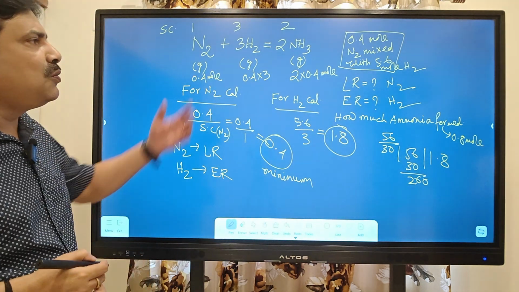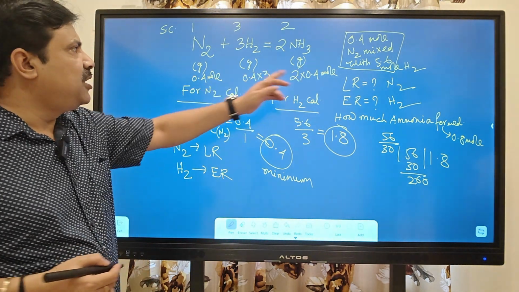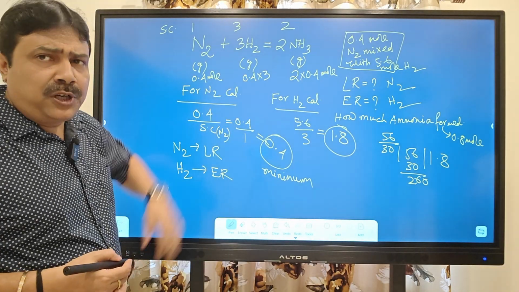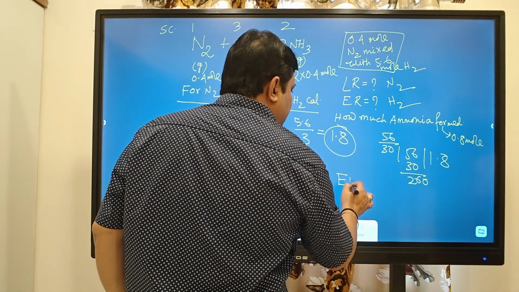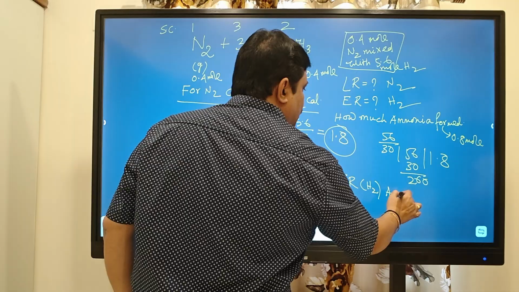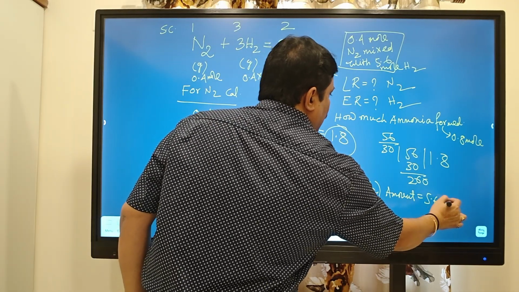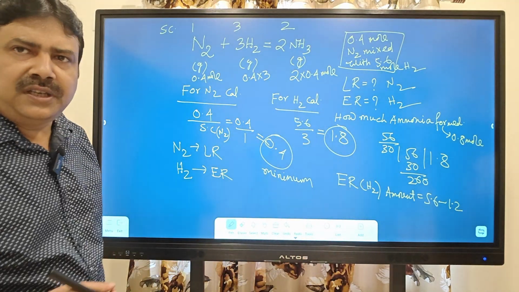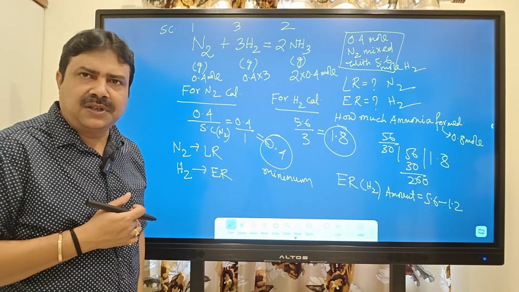They can ask you how much hydrogen is extra. Initially there was 5.6 mole. How much reacted? Only 1.2 reacted, since 0.4 into 3 is 1.2. Then the ER amount, ER means hydrogen, will be total 5.6 minus reacted 1.2. That is your ER amount, the excess.